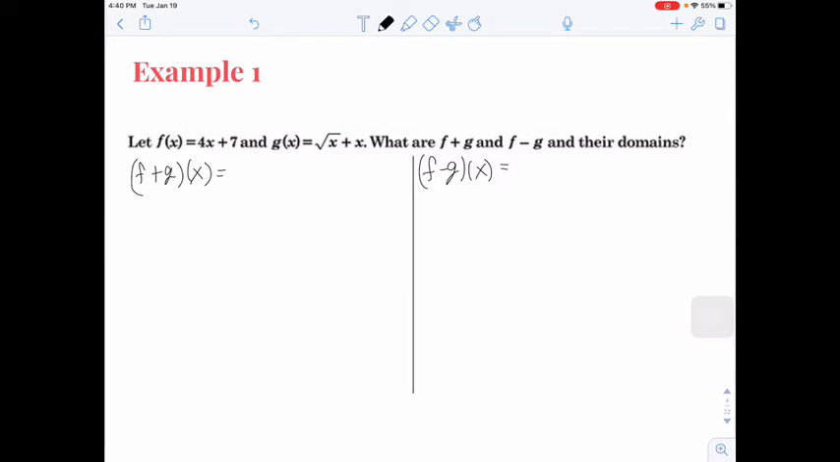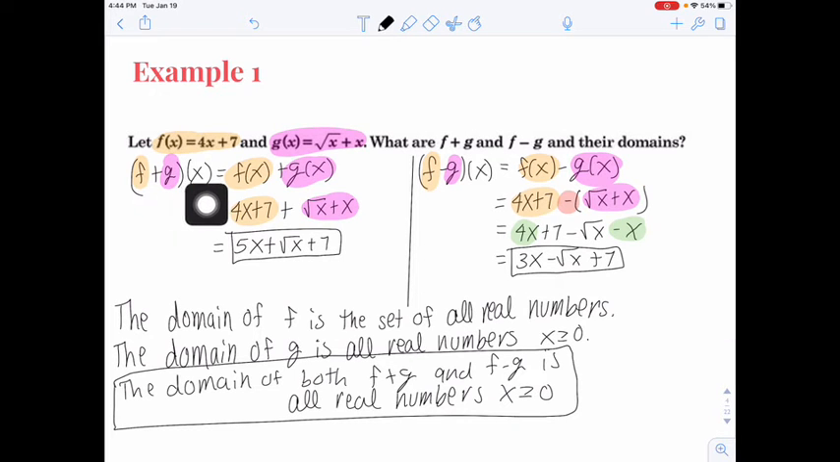Example 1 says, let f of x equals 4x plus 7 and g of x equal the square root of x plus x. What are f plus g and f minus g and their domains? To find f plus g of x, we're simply going to plug in f of x and g of x and add them together. We know f of x is 4x plus 7, and g of x is the square root of x plus x. All we have to do now is put a plus sign in between the two and combine like terms. We have a 4x and an x to get 5x. We have the square root of x, which is all by itself, so we add plus square root of x. And then we have one constant of 7, so we just add our 7. This gives us 5x plus the square root of x plus 7 for f plus g of x.